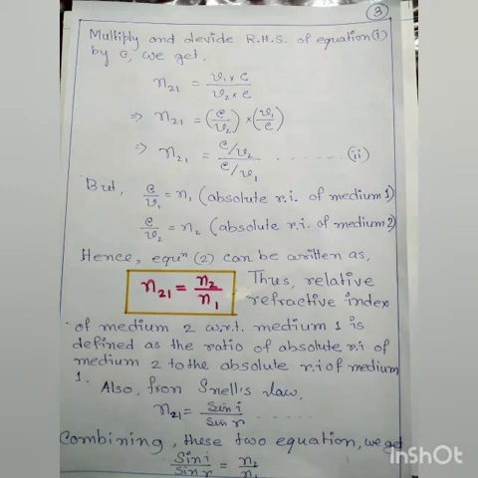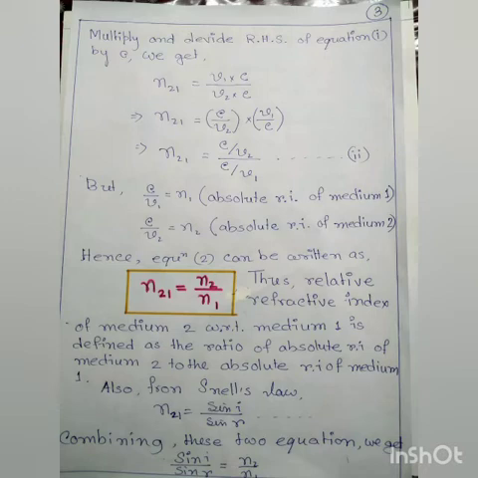With respect to velocity, n21 is v1 by v2, but with respect to absolute refractive index, n21 is n2 by n1. Clear? You just compare with equation 1. n21 we can write as v1 by v2. Also that n21 we can represent by n2 by n1. Clear?